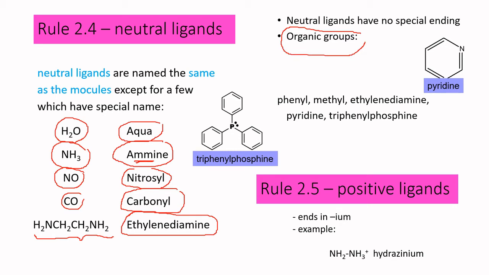This is also an example of a neutral ligand, which is a benzene group, but one of the carbons is replaced by nitrogen, so this is called pyridine. And then there is also an example here where you have phosphorus attached to 3 benzene groups, so this is called triphenylphosphine. Okay, in terms of positive ligands, normally the name ends in -ium. For example, if you have this positive ligand, then this is actually a hydrazine, but because it has a positive charge, it becomes hydrazinium.